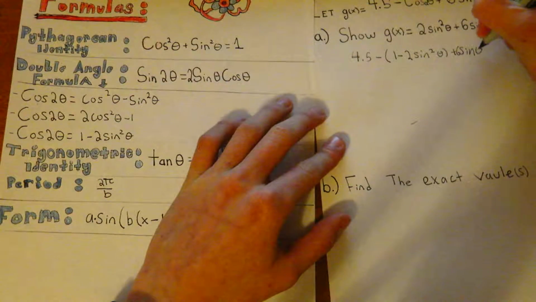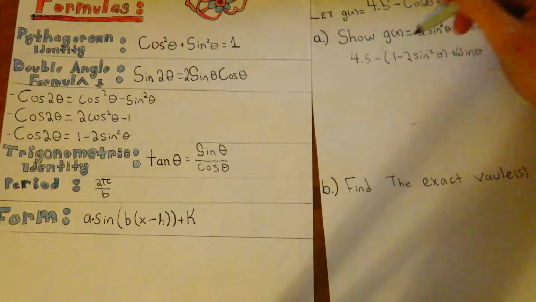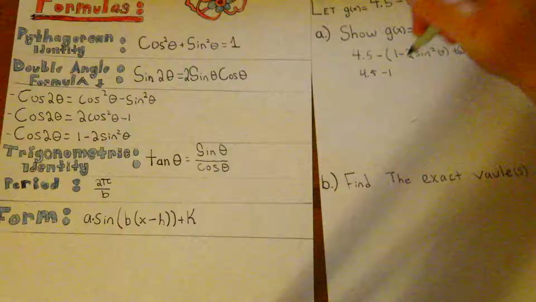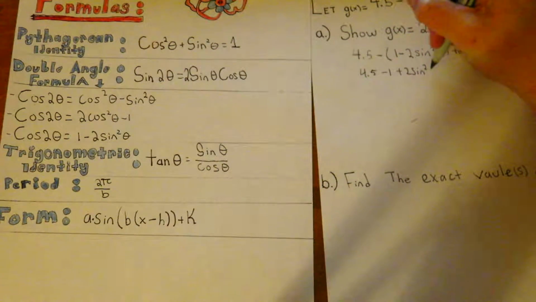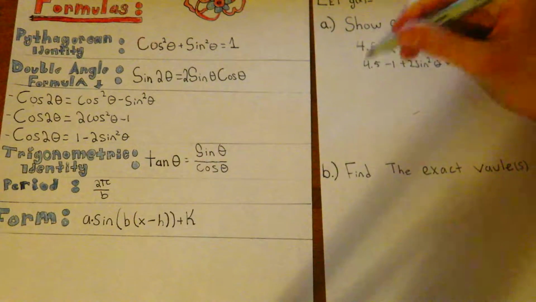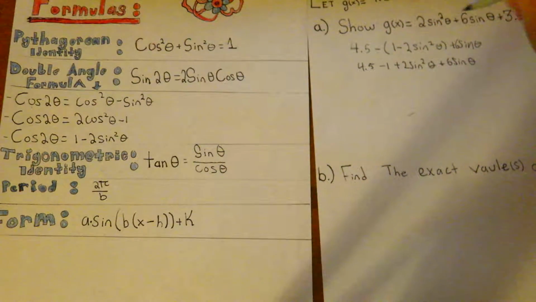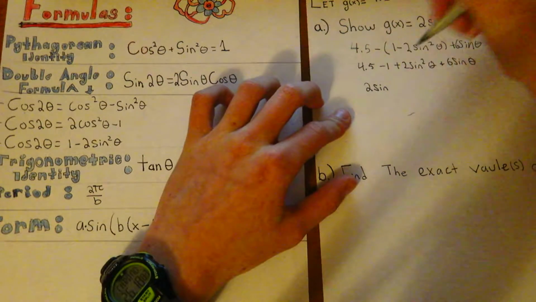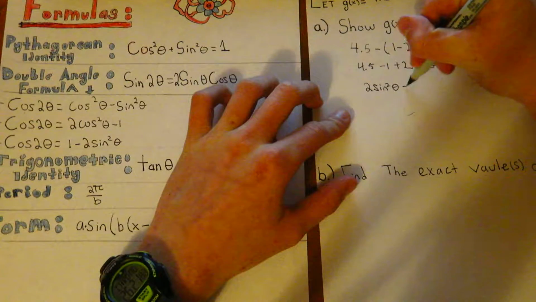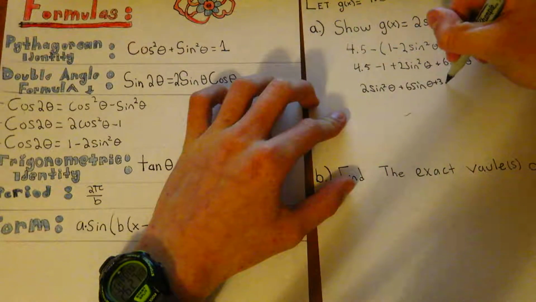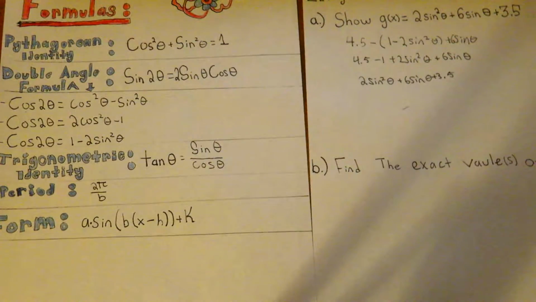Now we distribute the negative, and that'll give us 4.5 minus 1 plus 2 sine squared theta plus 6 sine theta. And now all we have to do is subtract the 1 from 4.5, and you'll see that we have our answer. These are all the steps to show that they are in fact equal to each other.